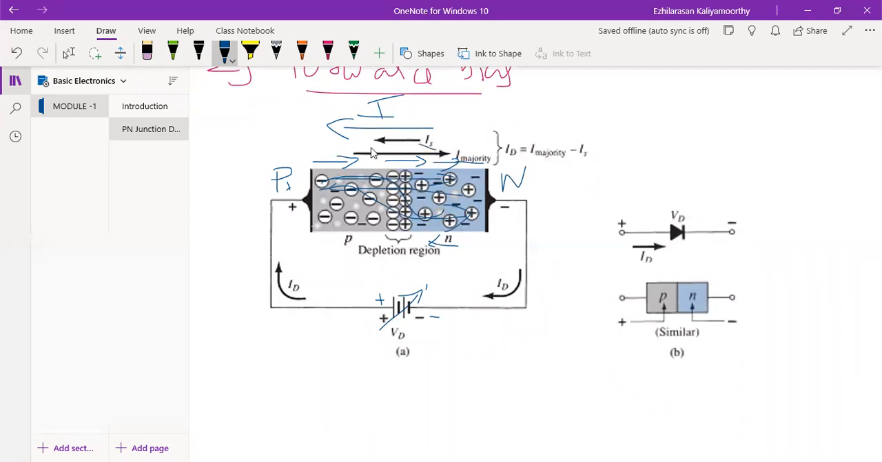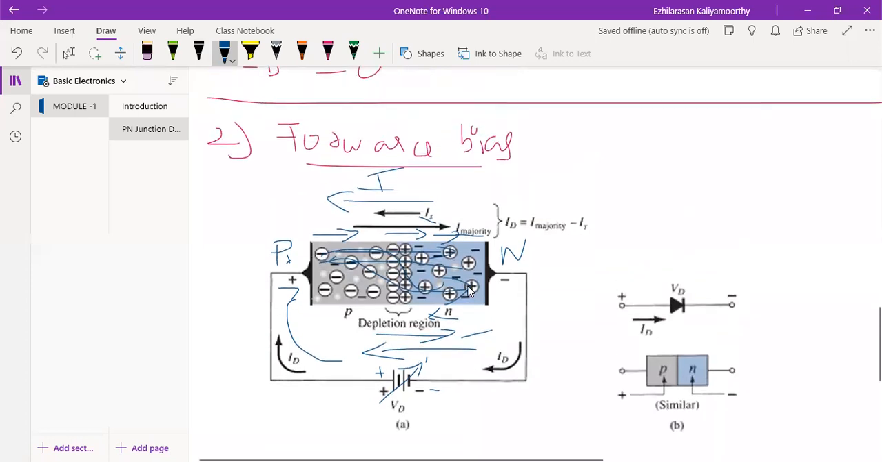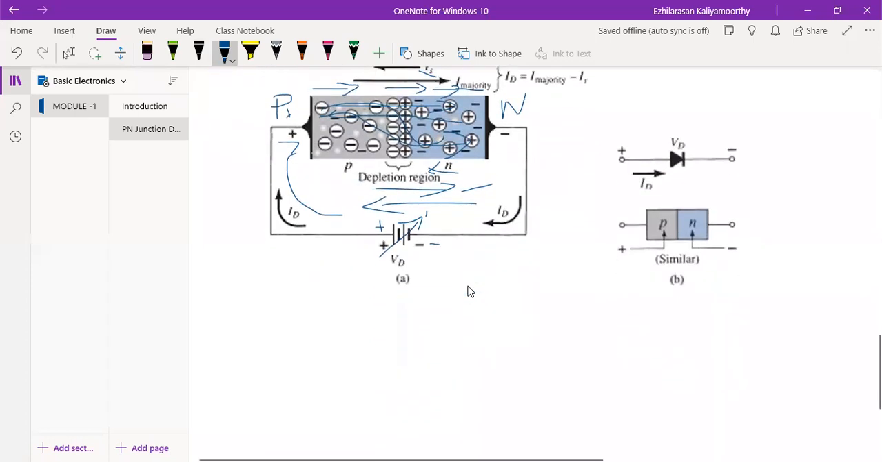This IS is nothing but your saturation current, that is the reverse one actually. Now you are not talking about that. So it's nothing but the current which will flow over there. See, ID is the current which is flowing over there, and this is your electric field. So there will be some amount of current.